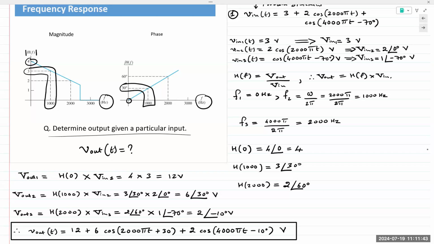All frequencies above, let's see here, let's mark this as 2500. So all frequencies above 2500 are reduced to 0. So if there were hundreds of components in V in of t, and all of them, apart from these three, had a frequency that was above 2500, they would all be reduced to 0, filtered out, blocked. Does that make sense?